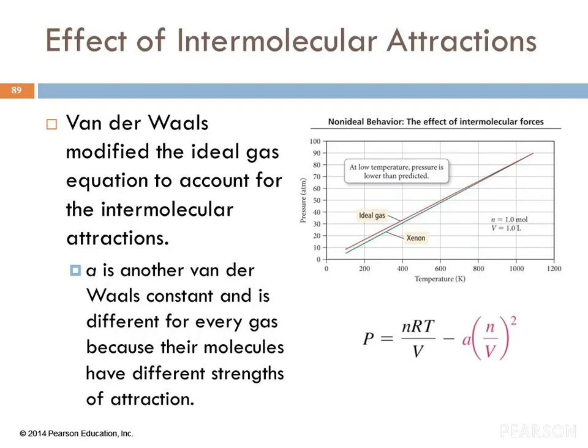So van der Waals also made a modification to account for this. A is another van der Waals constant, again different for every gas. In this graph we see pressure as a function of temperature, and we see that xenon has a lower pressure than predicted by an ideal gas when we get down here. Up here they're essentially the same thing.